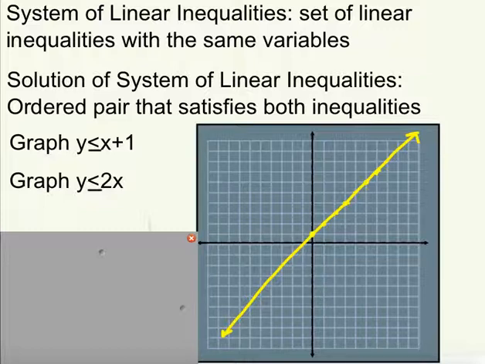Well, I always like to plug in 0, 0. So I have 0 is less than or equal to 0 plus 1. Is that a true statement? Well, is 0 less than or equal to 1? Yes, that is. So we shade towards 0, 0.